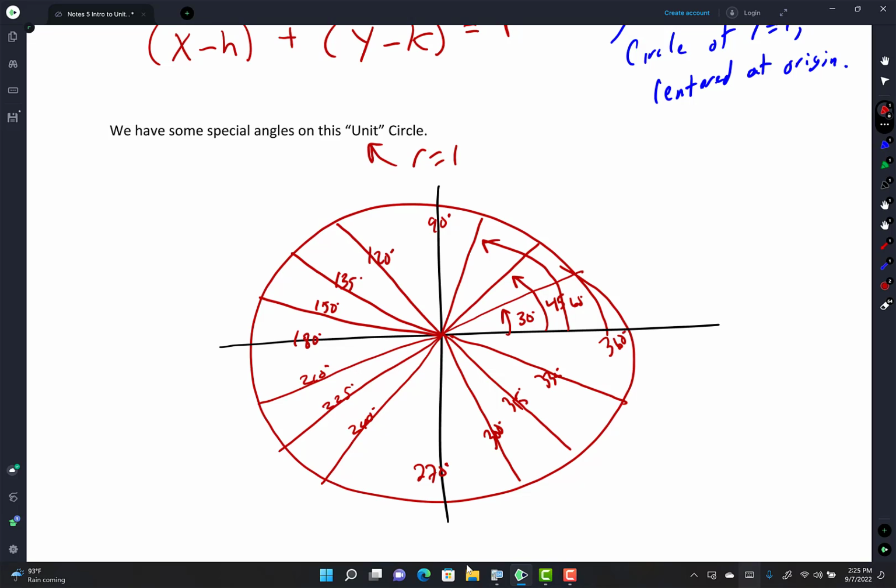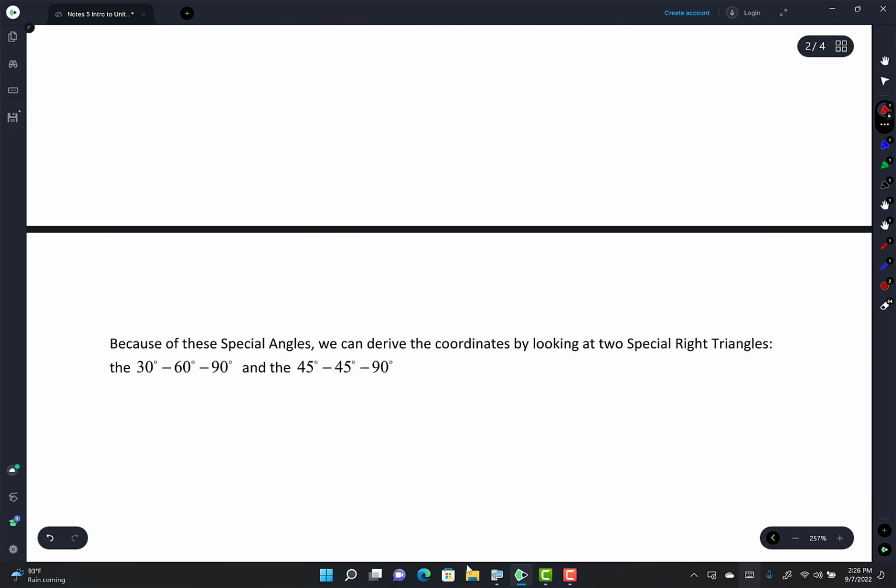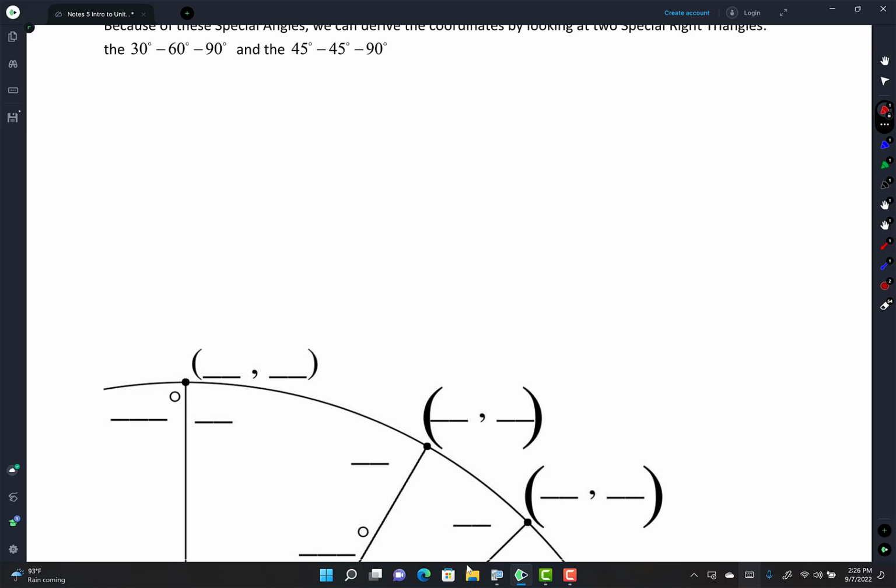How do we feel? Do we feel okay? Okay. All right. Let's go to the next page.